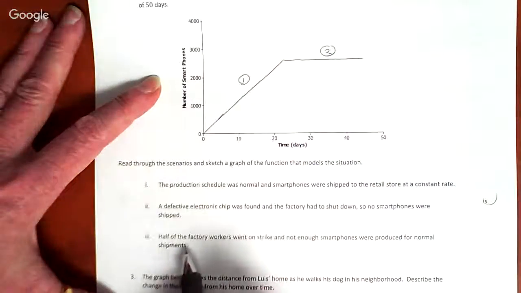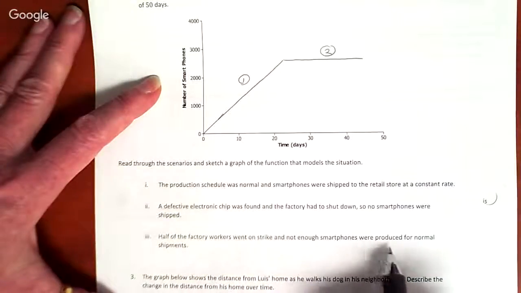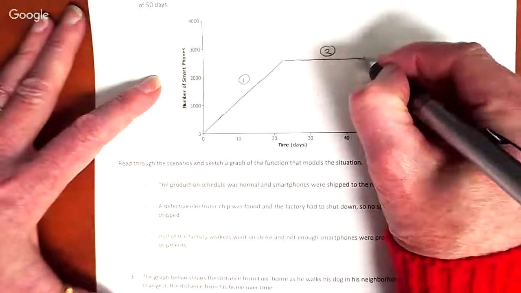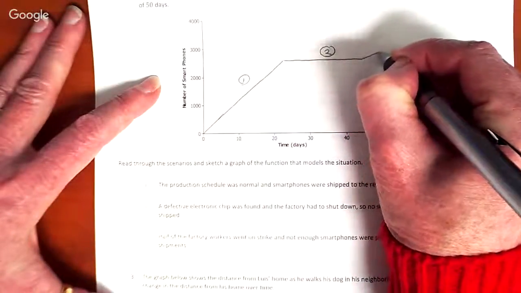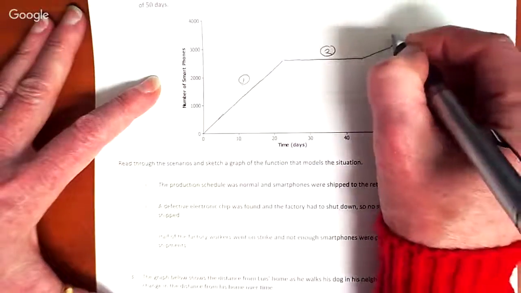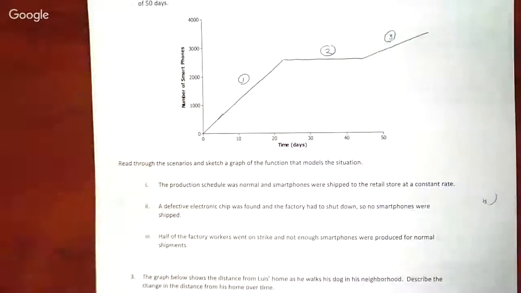Then 3, it says half of the factory workers went on strike and not enough smartphones were produced for normal shipments. So at that point, we still have production, but not at that same pace. So it would be at half. So this would be number 3.